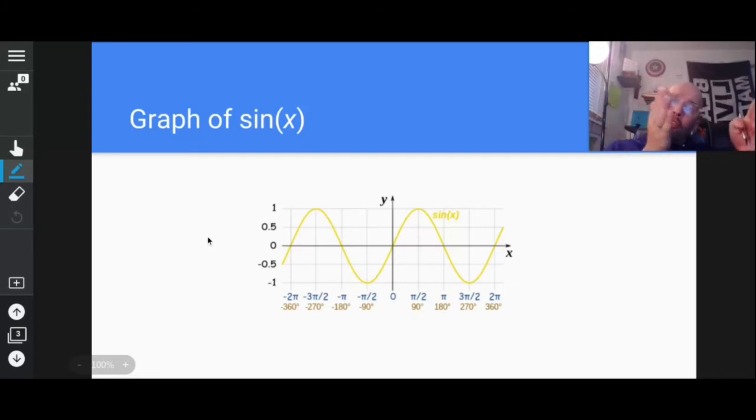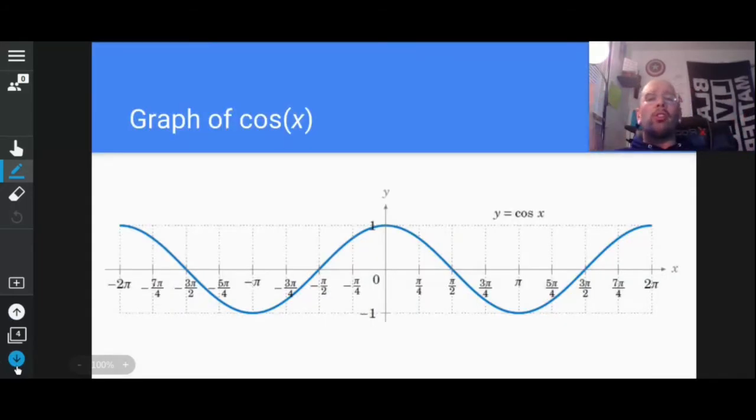Cosine is very different, just shifted over a tiny bit, and instead of starting at 0, 0, it starts at 0, 1. It goes down to -1 at pi, and it starts repeating itself at 2 pi. That is the cosine function.